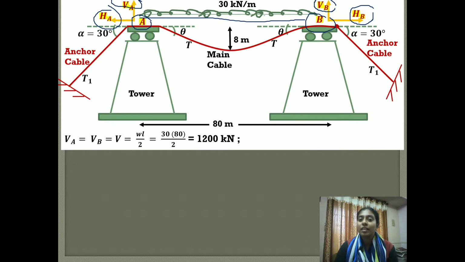W is 30 kilonewton per meter. So W is 30, L is 80, the span length is 80. Divided by 2, we get 1200 kilonewton.